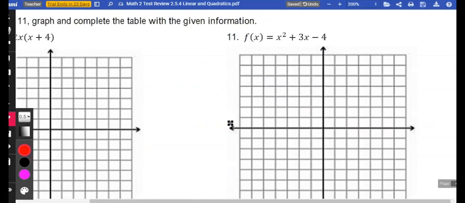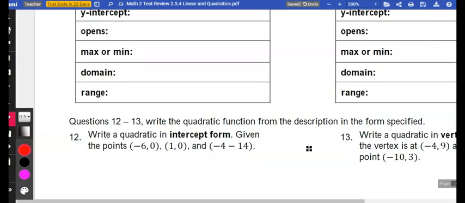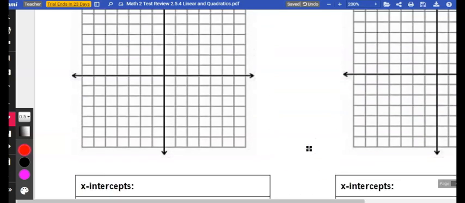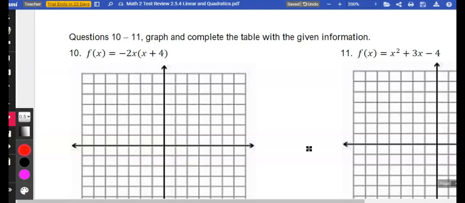What else do we have? Graph and complete the table with the given information. So here's what I would have you do on these also. I would have you go over to Desmos again. Let me find my sheet with these. Graph them on Desmos, and then you can copy and paste the picture. I'll show you how I do that.